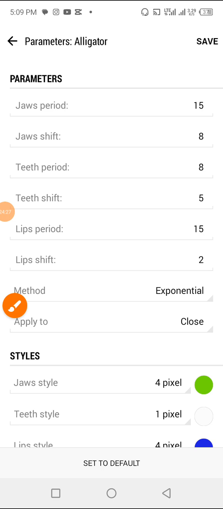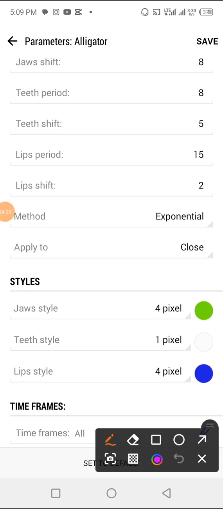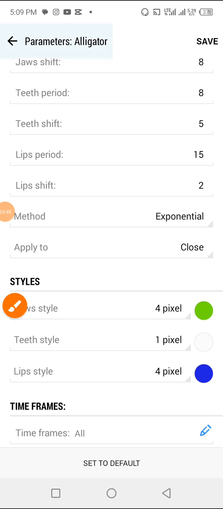Then when you come down to the style, the jaw style should be 4 pixel. Use any color of your choice, while the lip style should be 4 pixel as well. Use any color of your choice. Now the teeth style should be your background color, and make sure that you use 1 pixel. Then you click on save or done.